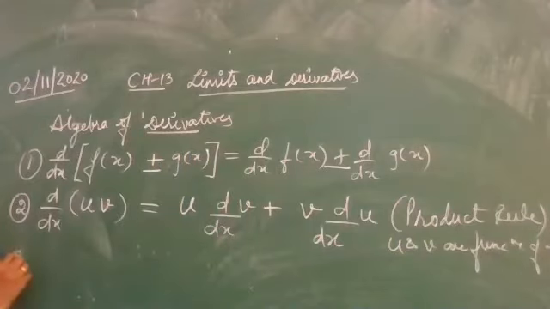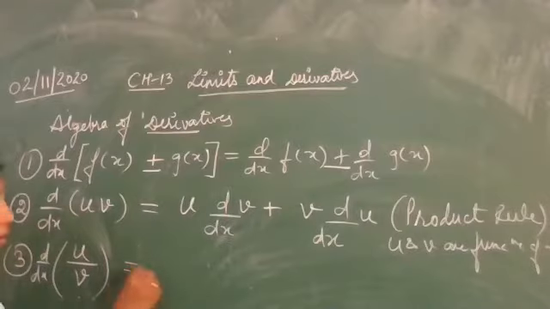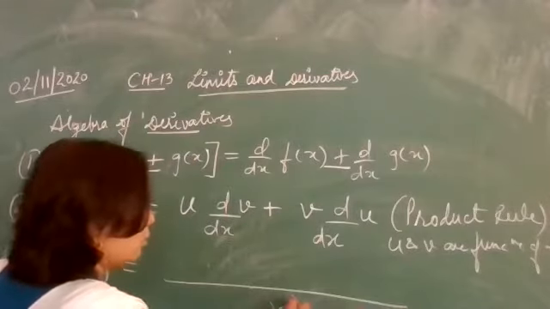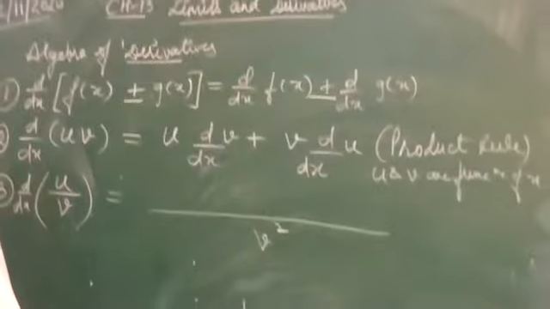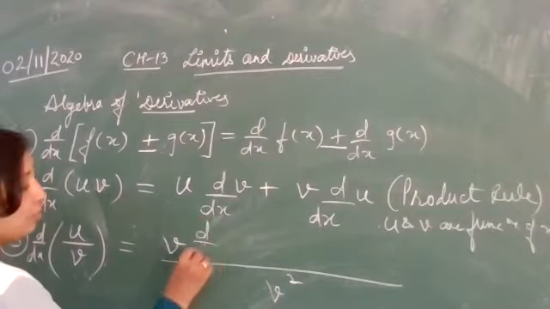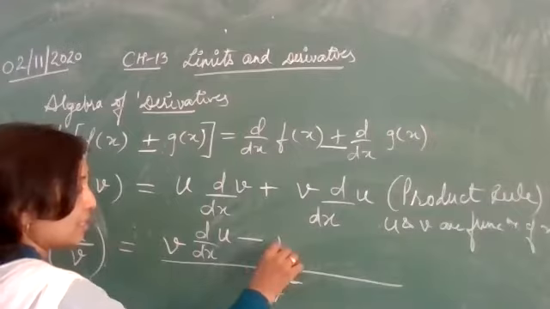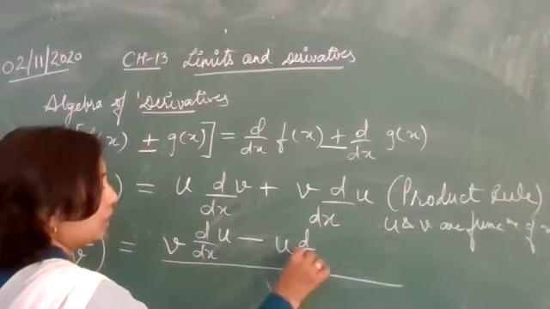Very important. Third one. If we have quotient of two functions and we need to find the derivative with respect to x, again u and v are functions of x here. What do we do in quotient rule? We take square of the denominator. Then, firstly, denominator as it is, derivative of numerator minus numerator as it is, derivative of denominator.